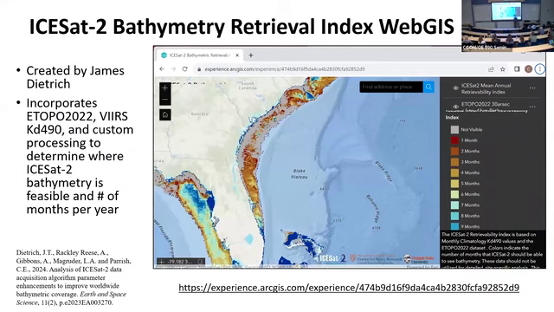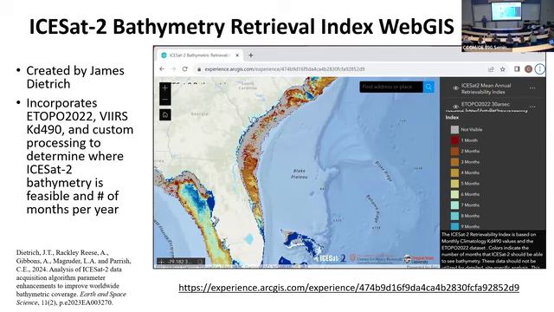If you want to know where ISAT2 bathymetry is going to work, this is a tool developed by a colleague, James Dietrich, who was at University of Texas at Austin, working with a colleague of mine, Lori Magruder. I'll say more about Lori in a bit. So James Dietrich developed this web map that is really quite cool. This is just to give you an idea.